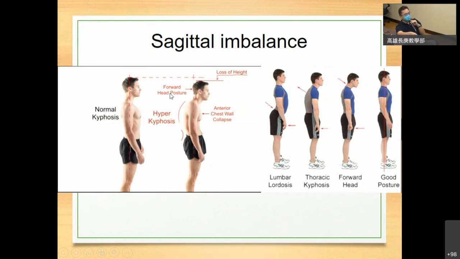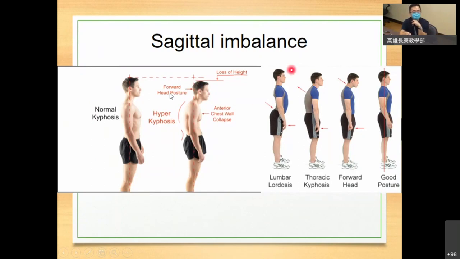So in this picture, the left-hand side is normal. It's a patient with good alignment, or good sagittal balance, with normal kyphosis. From the head to the foot should be a straight line. But if a patient has hyperkyphosis over the thoracic curve, it will make you feel more kyphosis, and sometimes you will lose body height, the anterior chest will collapse, and your head will be forward in a forward posture.